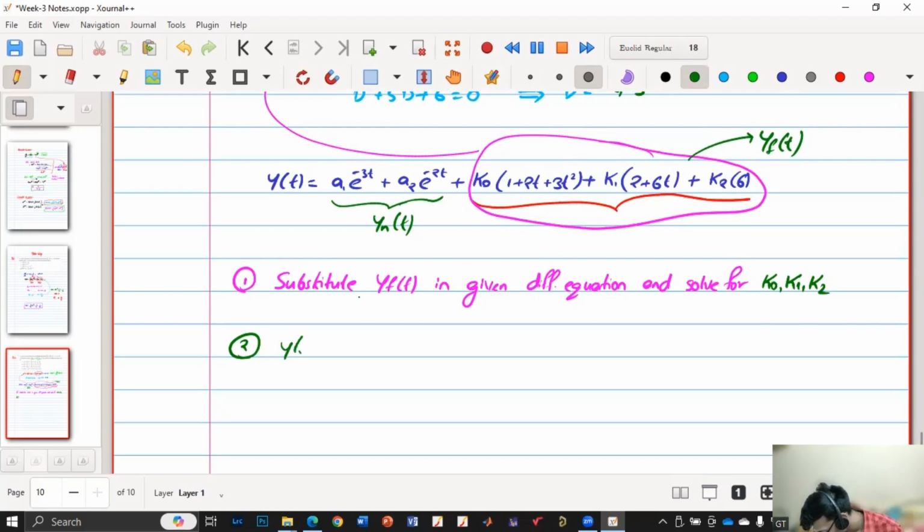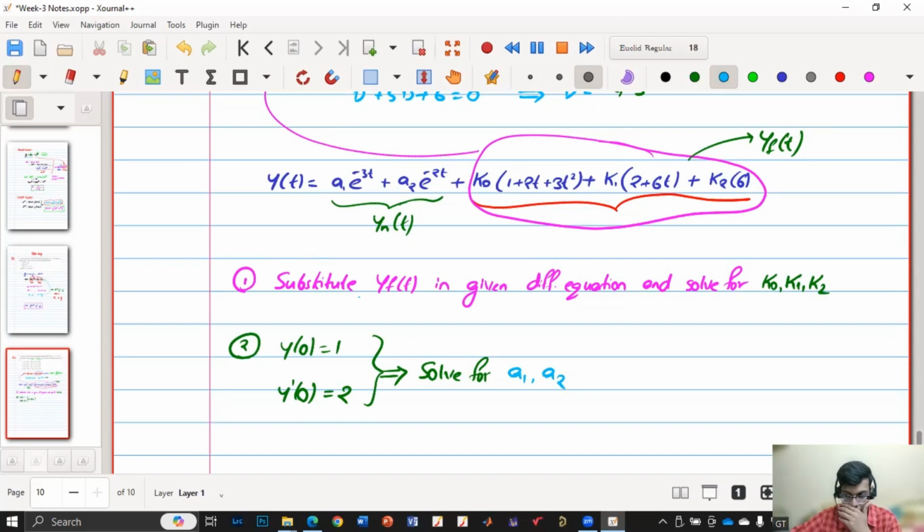So y of 0 is 1 and y dash of 0. First you have to calculate y dash of t and then substitute 0, not substitute 0 and then differentiate, because then it will not give a correct value, it will give 0. This is 2. Now you have two equations and two unknowns. What are the two unknowns? A1 and A2. Solve for A1, A2.